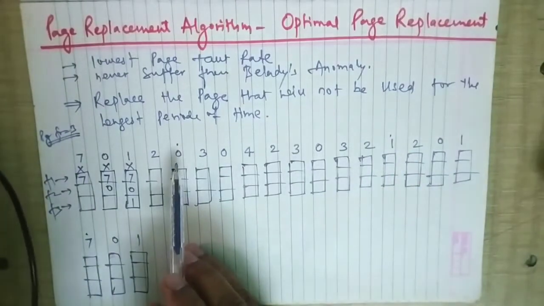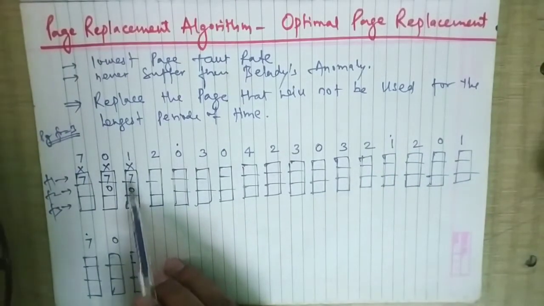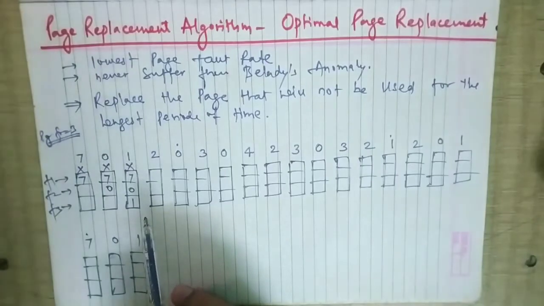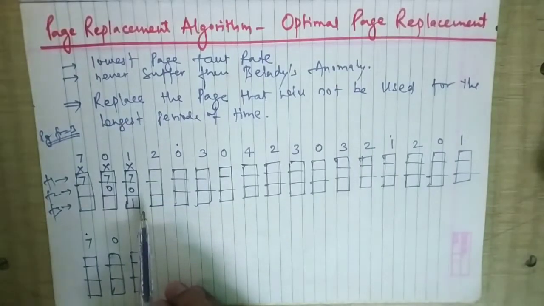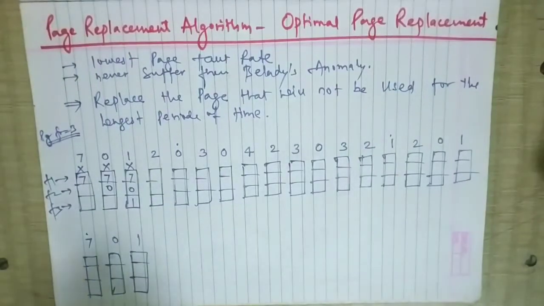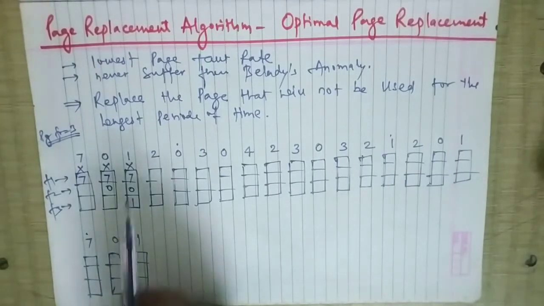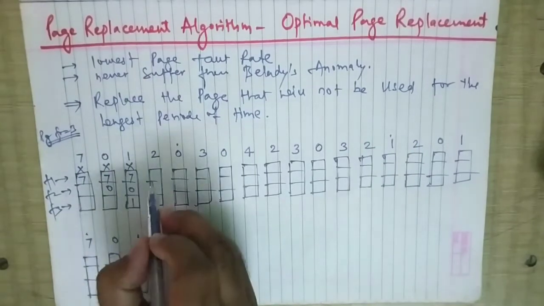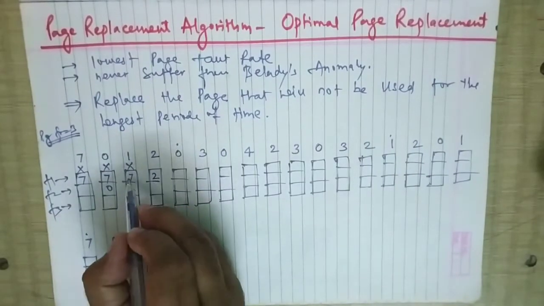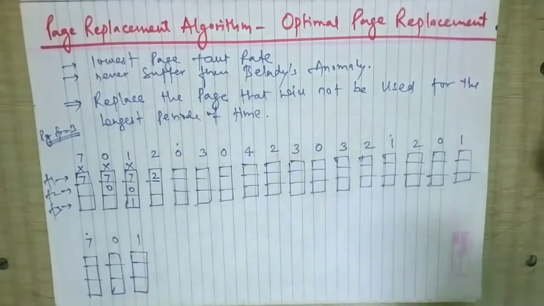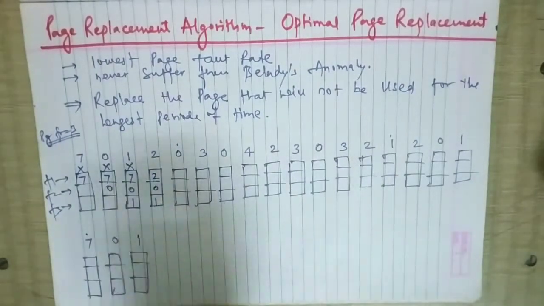Among these 3, 7, 0, 1, which page is the one that is not going to be used for the longest period of time? It is the 7, that is page 7 is not going to be used for the longest period of time. So we can replace the 7 with the 2. So 2 will come over here, and 7 will be swapped out from main memory to the disk space. So 2 0 1. Okay, done. So we'll come to the next one.